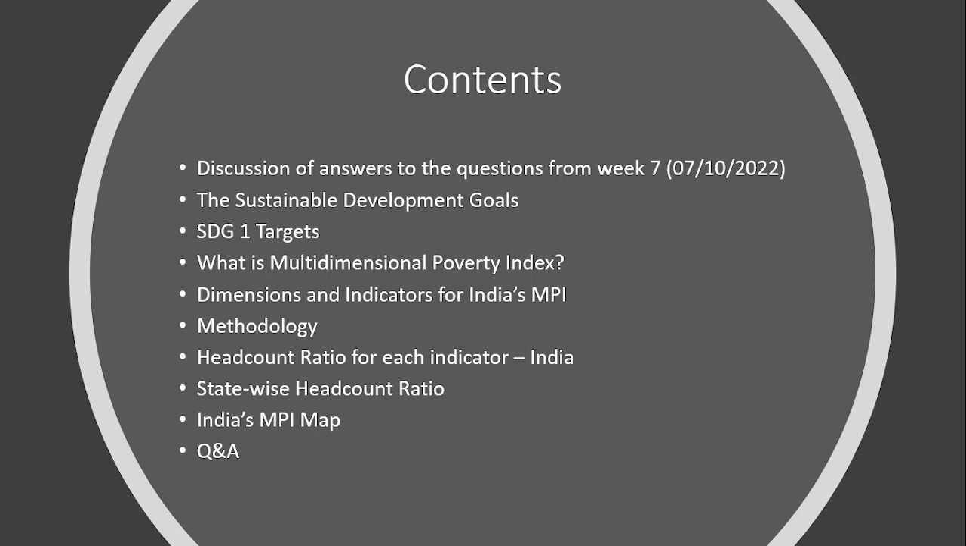Then we'll go into what the multidimensional poverty index is, and what dimensions and indicators are used for India's multidimensional poverty index. Then the methodology, and what the headcount ratio is, which I'll explain, for each indicator in India and state-wise. The headcount ratio is basically the percentage or fraction of people who are multidimensionally poor. And then the map of India's multidimensional poverty index, which I'll show you, and then the questions and answers for today.